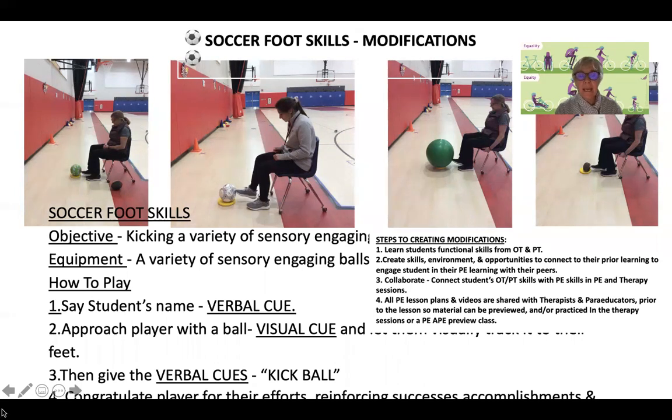Okay, and again, what we see here is verbal cues, visual cues, what the teacher is going to look for in student learning. Okay, and again, this is going to have peer support, different balls, depending on the size and the skill, different feet. But as a student, I know I am still a part of this lesson. Modifications over here: learn the student's functional skills from the occupational therapist and the physical therapist, create skills and an environment and opportunities to connect their prior learning, collaborate.